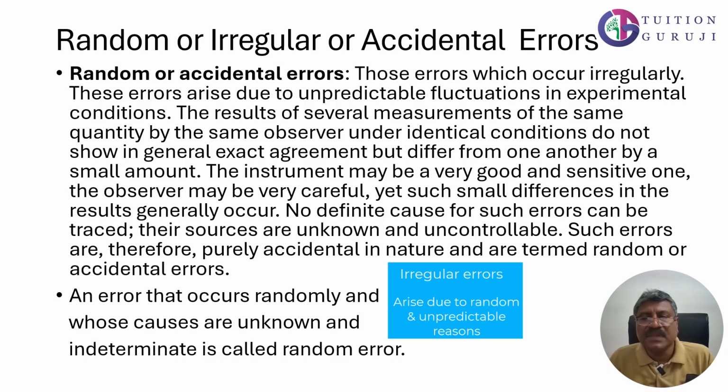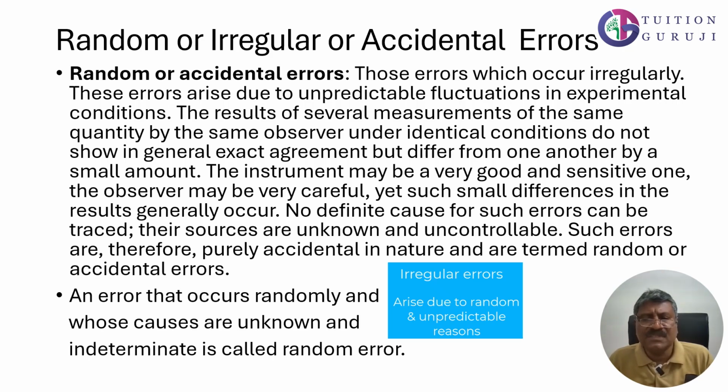Those errors which occur irregularly are called random errors. These errors arise due to unpredictable fluctuations in experimental conditions. So the same person taking different measurements in the same physical conditions may get different results, even though the instrument is in very good condition and a sensitive one. The observer may be very careful, yet such small differences in the result generally occur.